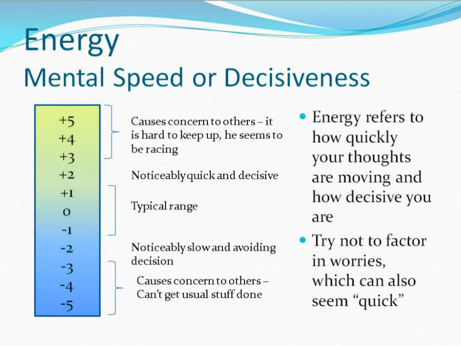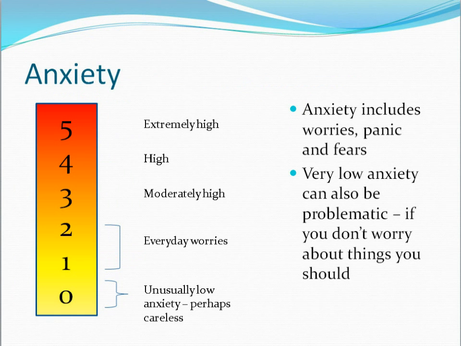+3 is causing concern to others, hard to keep up with you, you seem to be racing or making impulsive decisions, or perhaps even impulsive bad decisions. And -3, -4, and -5, gosh, you don't even seem to be able to do the stuff that you need to do. You seem unusually slow, unusually hard to choose what to do, causing concern to those who know you.